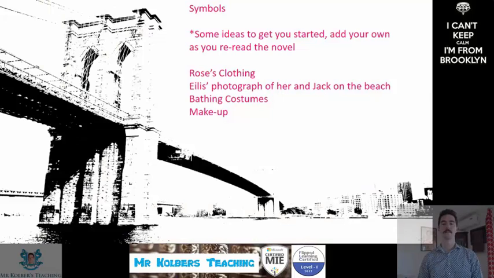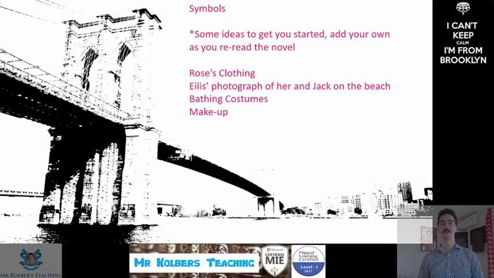Lastly, you're looking at symbols, and this is more for you to find. Symbols are almost identical to motifs, but they don't occur as often. For example, Rose's clothing is only really mentioned at the start of the book and a tiny bit at the very end, so it's a symbol. If it happened three or four times, then it'd more likely be a motif.